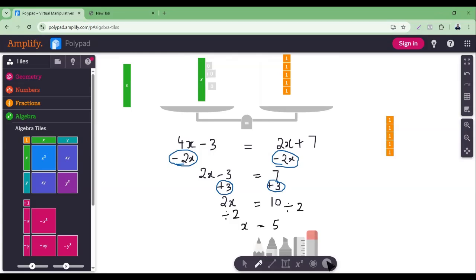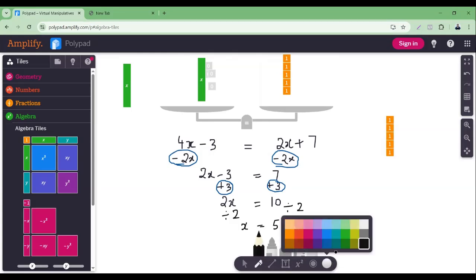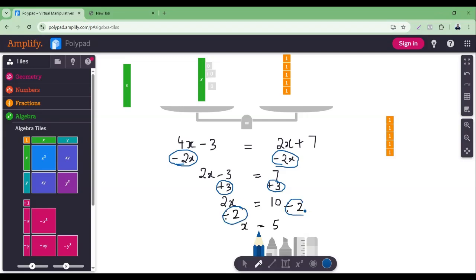And if you see, what are the different things we did? We first added a minus 2x. Then we simplified, and another plus 3 we did. We got something, and when we divided by 2, we got this. This is how we solve linear equations. And now we found out x is equal to 5.